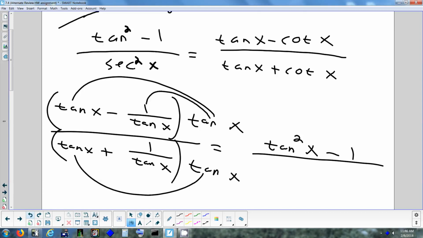Tangent times tangent. Tangent squared. And then again, tangent times 1 over tangent, 1. Now that's not what we want in the bottom. But the top is good, so I wouldn't mess around with that anymore. Does anyone recognize what about tangent squared plus 1?